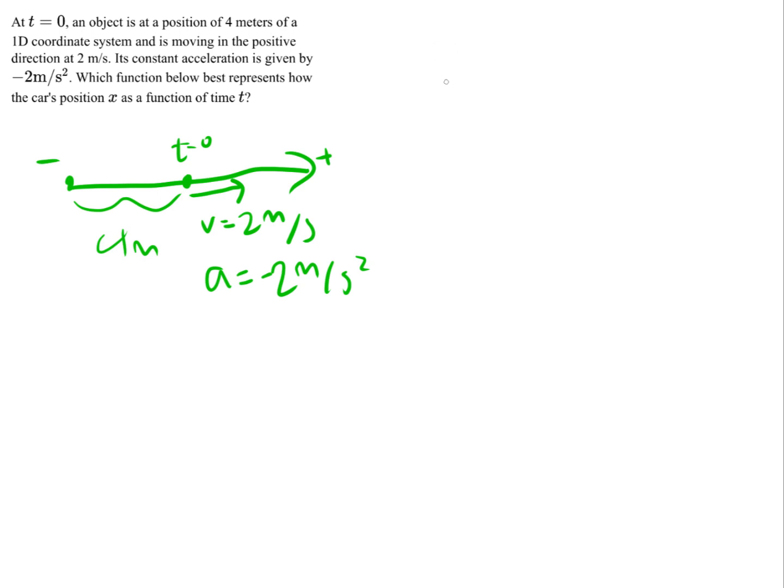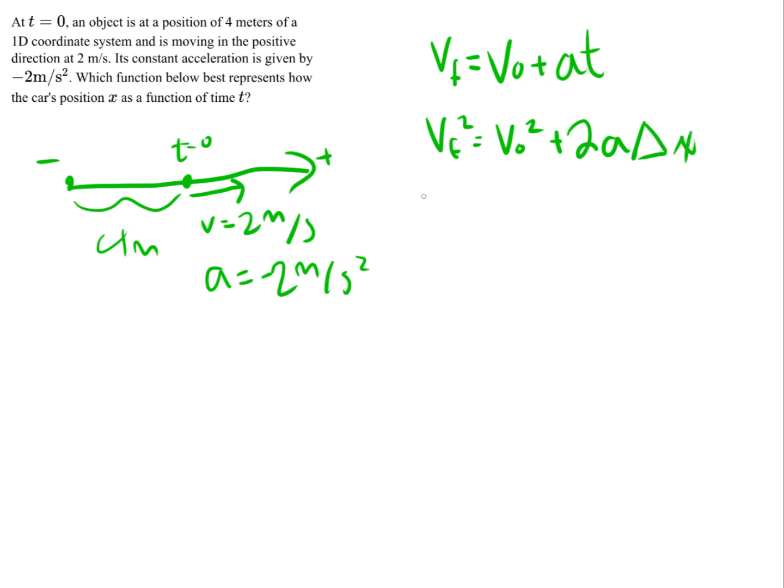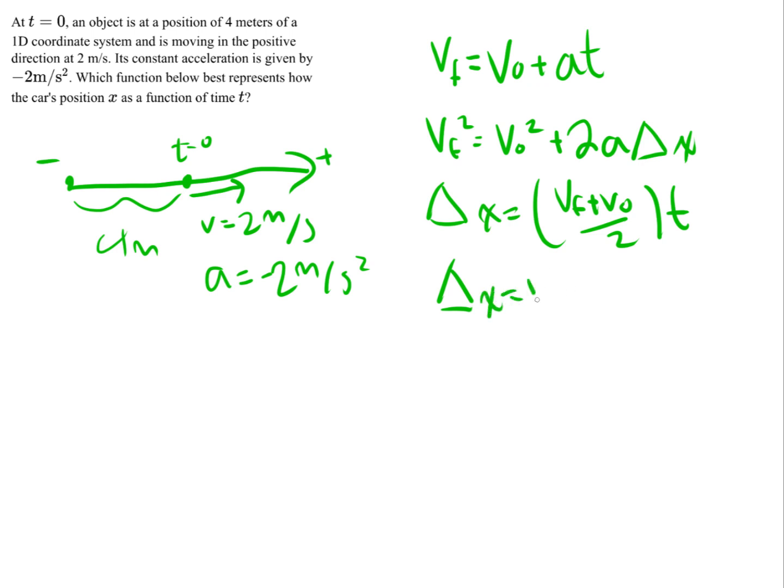If you remember, there are 4 main kinematic equations. The final velocity is equal to the initial velocity plus the acceleration times the time. The final velocity squared equals the initial velocity squared plus 2 times the acceleration times the displacement. The displacement is equal to the average of the final and initial velocities times the time. And the displacement is equal to the initial velocity times the time plus 1/2 times the acceleration times the time squared.